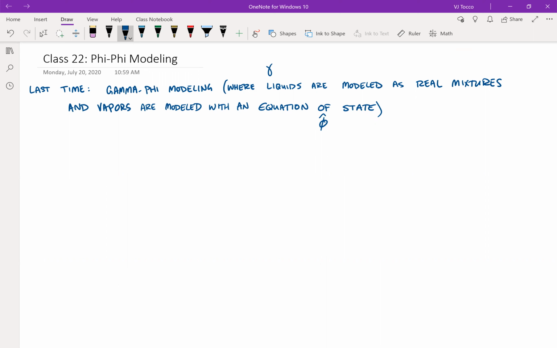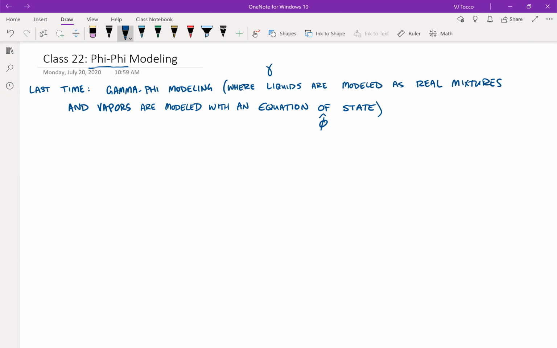Today, this might beg the question: if we're already using an equation of state to model the vapor, and we have an equation of state that we know models the vapor well and also works well for the liquid, why wouldn't we just use the one equation of state for both the liquid and the vapor? This gives rise to the family of models called the phi-phi models. So phi corresponds to using an equation of state, and in phi-phi modeling, we use that equation of state for both phases.